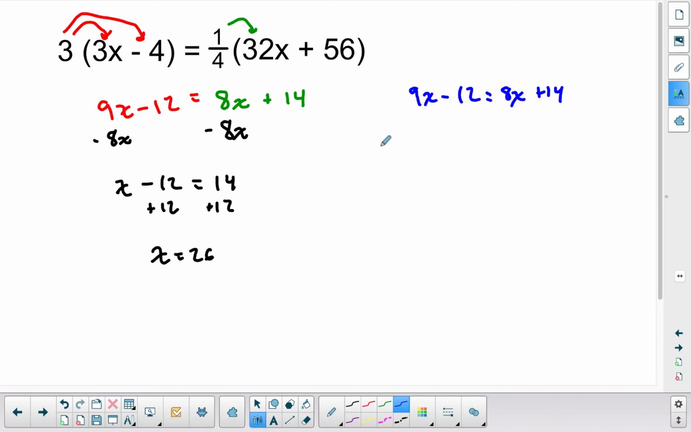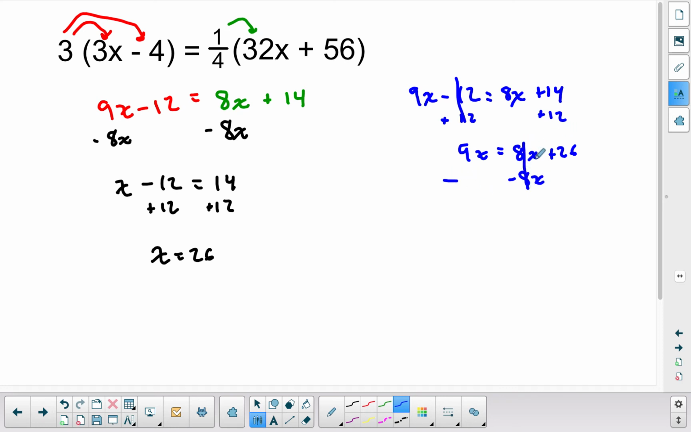Now just to show you, I'm going to go back to this step right here. Instead of taking 8x, I'm going to actually add 12. I could start anywhere I want with this. I could start here at 9x. I could start here with minus 12. It won't make a difference in your final result. So if I add 12, I'll end up with 9x is the same as 8x plus 26. And then I would take 8x on both sides here. Get rid of the x's.